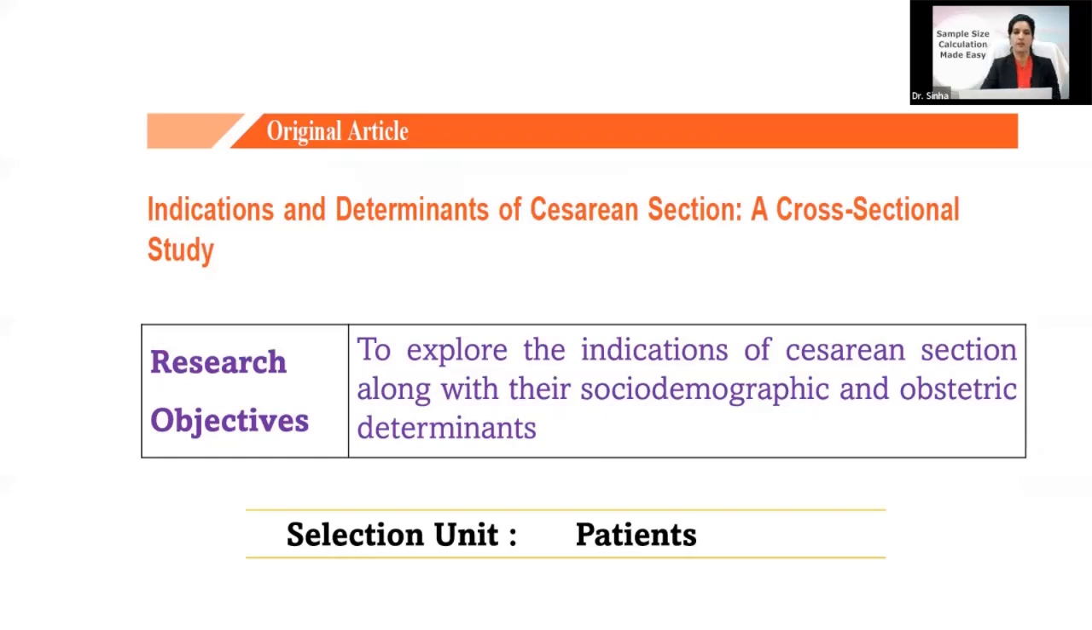So now this is one example which you can see here. This is the indication, the title of the study. So we have taken all the examples from the published literature. So this was one study where the author tried to see the indication and determinants of the cesarean section, a cross-sectional study. So the research objective was to explore the indication of cesarean section along with their socio-demographic and obstetric determinants. So in this case, the selection unit was patients.